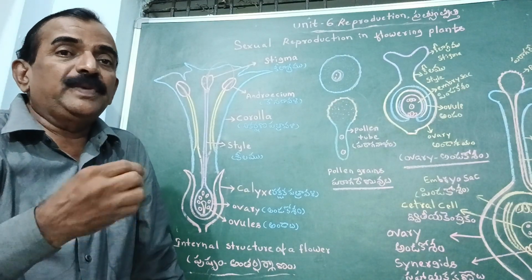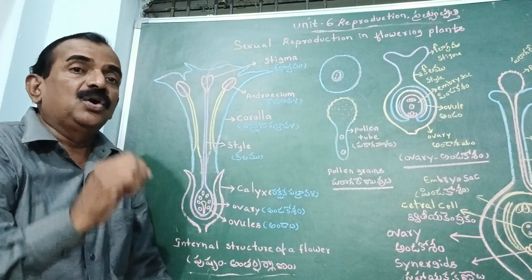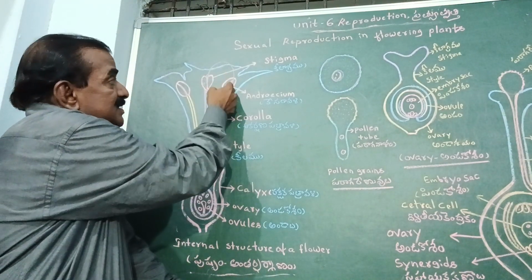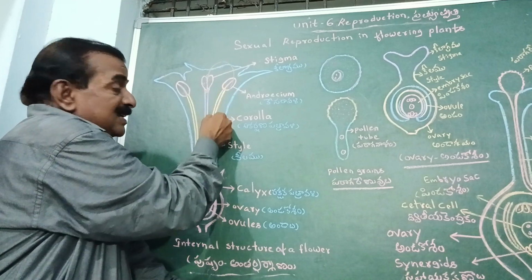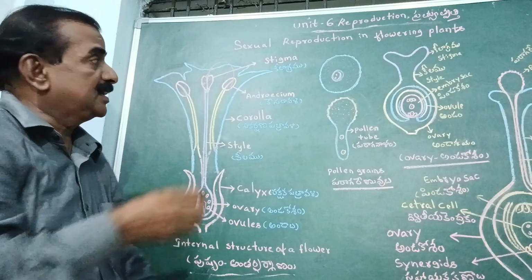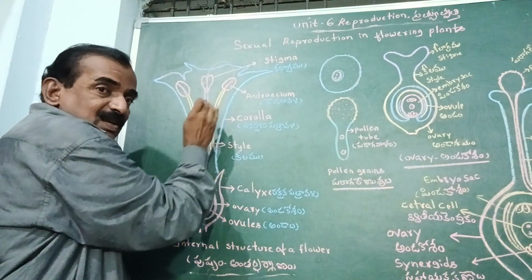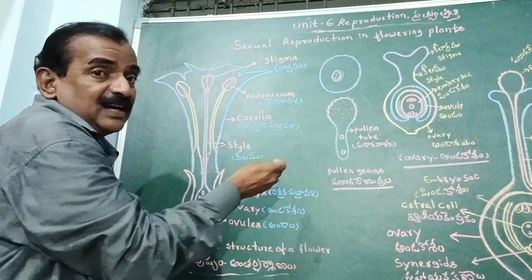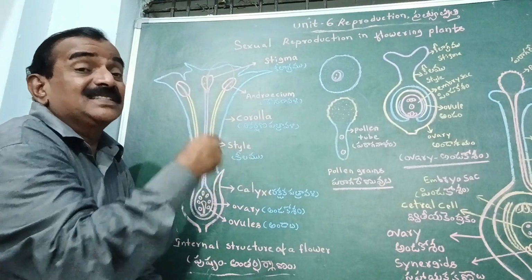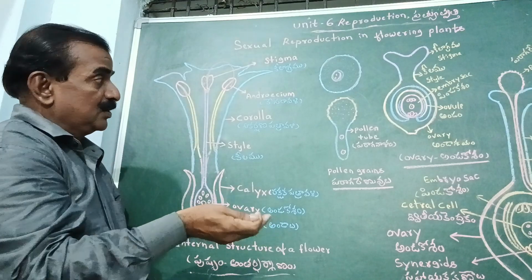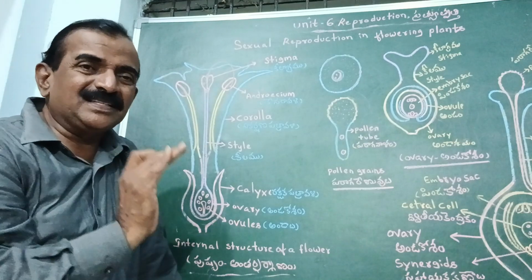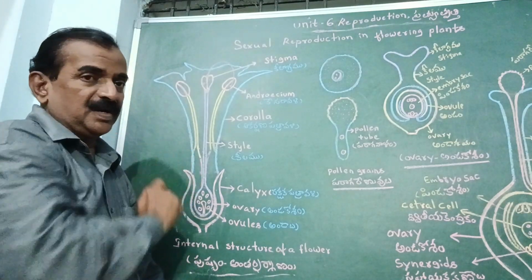In an examination, you may get a question like this: what is self-pollination? Self-pollination means the pollen grains of a flower fall on the stigma of the same flower. If pollen grains of one flower fall on the stigma of another flower of the same plant or another flower of the same species, it is called cross-pollination. So we discussed what is self-pollination and what is cross-pollination.